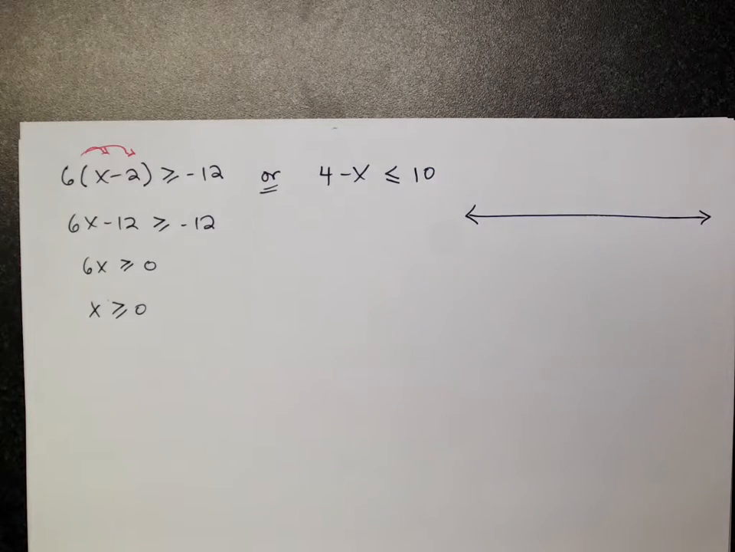Zero is a legitimate solution. 0 is a real number. 0 is a legitimate boundary point. As long as your x doesn't disappear, your answer could be positive, negative, or 0.